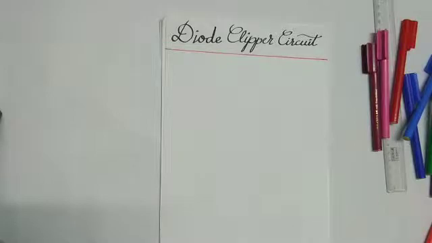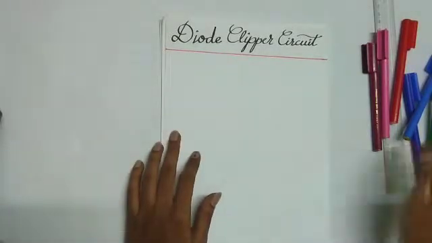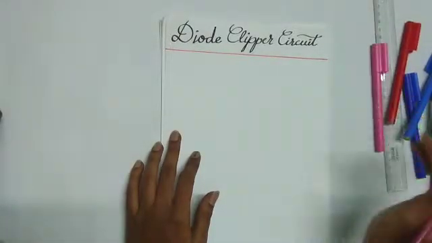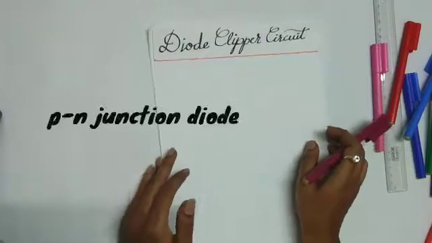Yes, at the end of this video, you will be able to draw different types of diode clipper circuits in order to get a desired output waveform, and similarly you will be able to draw the output waveform if you are given a particular clipper circuit. Okay, let's get started. Before going to the diode clipper circuits, the basic thing you need to know is the basics of PN junction diode.